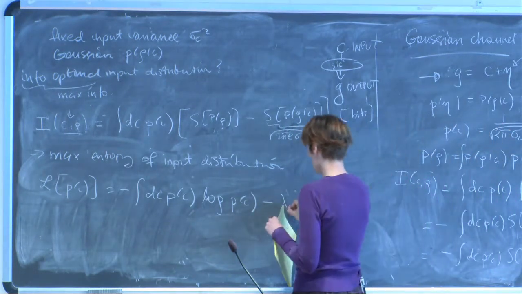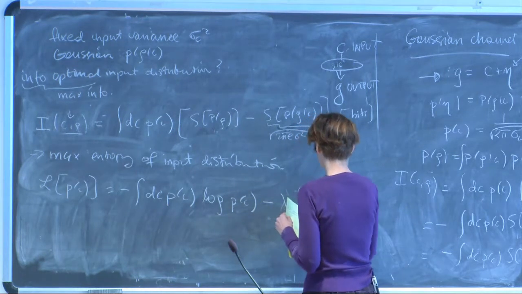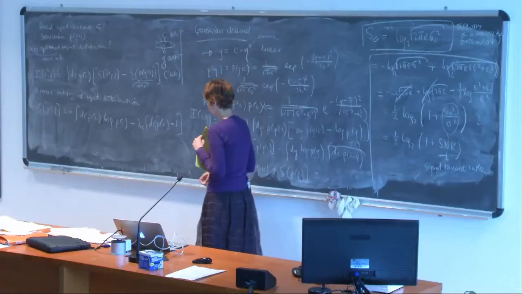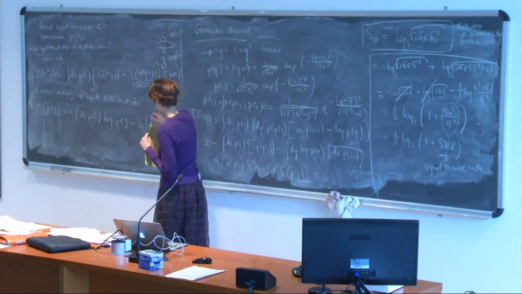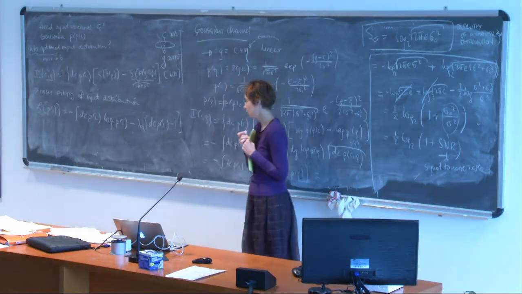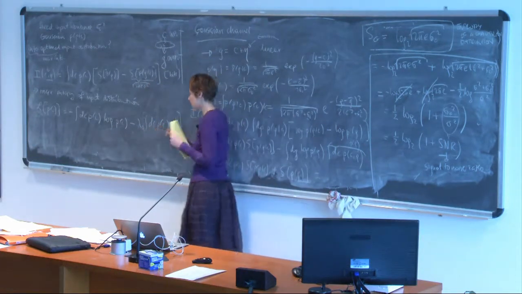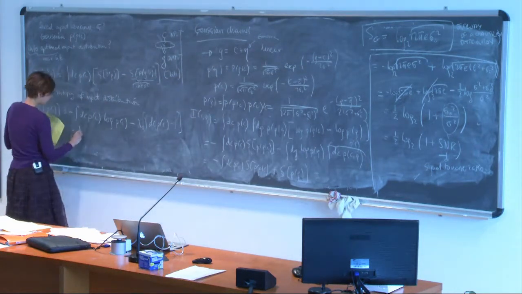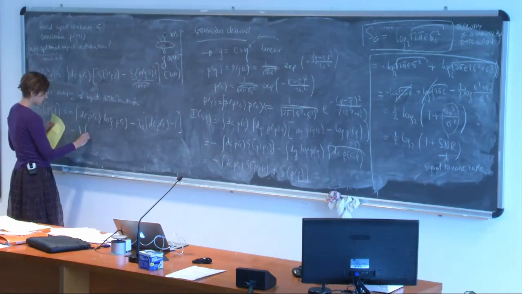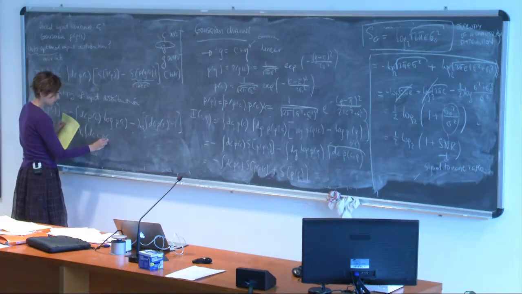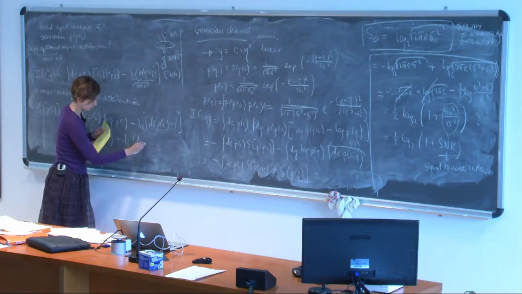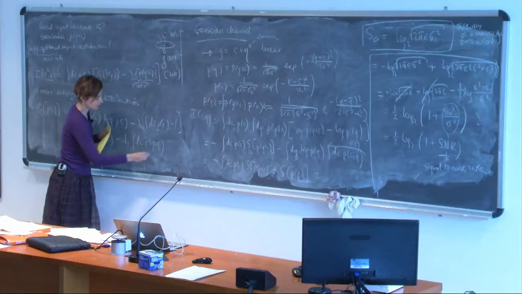The first constraint is that my distribution needs to be normalized. Okay? That I want my distribution to be normalized, so that if I calculate the normalization, it has to be equal to 1. But then I also told you that the variance needs to be fixed. Well, in fact, if the variance is fixed, so is the mean. So I'm going to fix both of these.